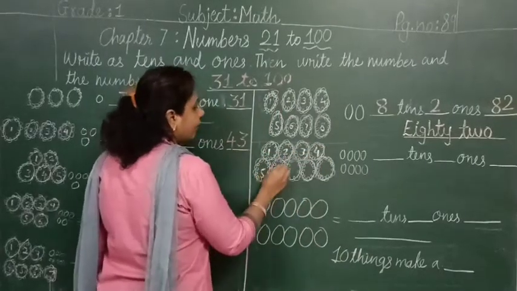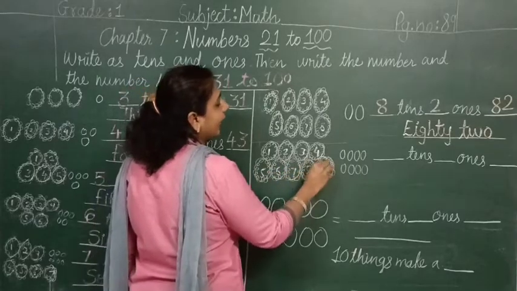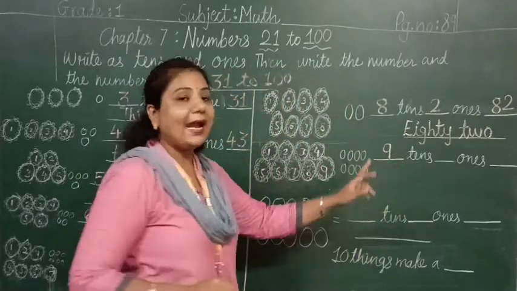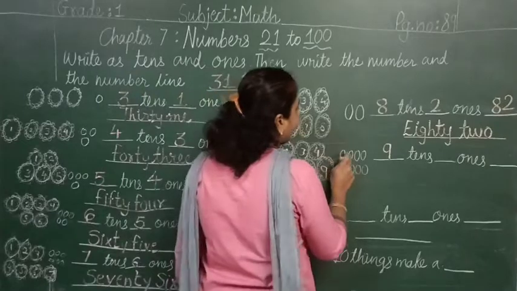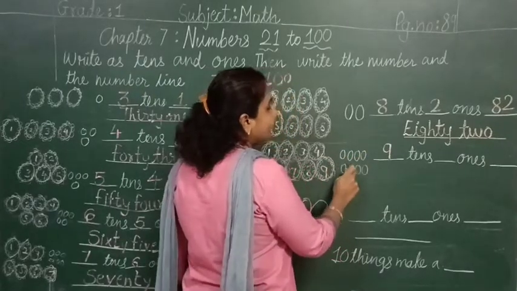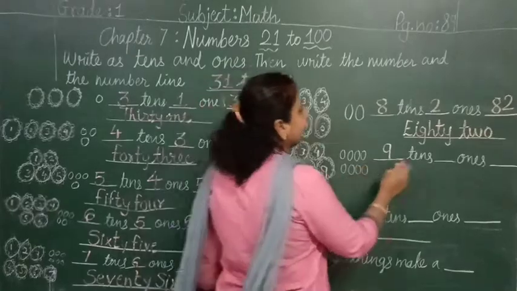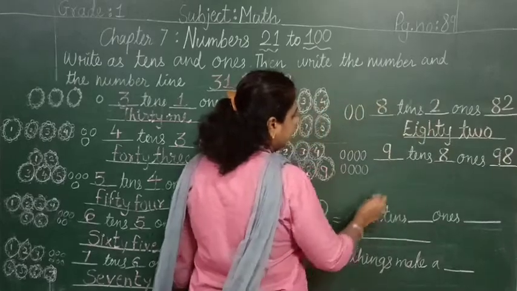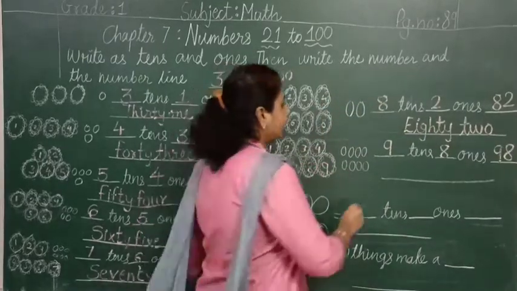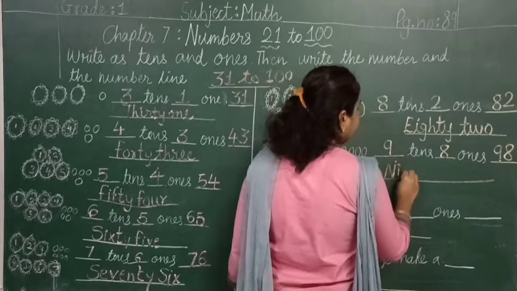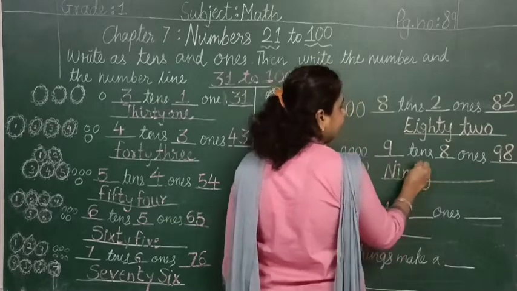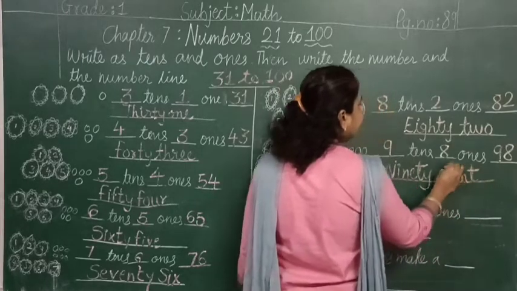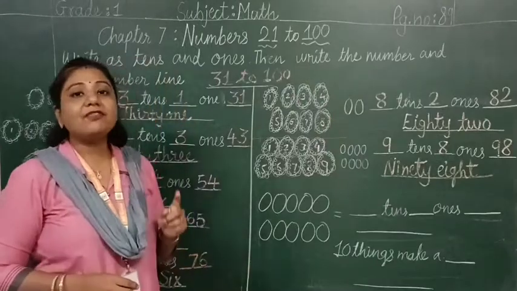Next. Count. 1, 2, 3, 4, 5, 6, 7, 8 and 9. So what will you write? 9 tens and how many ones? 1, 2, 3, 4, 5, 6, 7, 8. 8 ones means 98. What is the spelling of 90? N-I-N-E-T-Y. 98. E-I-G-H-T. 98.